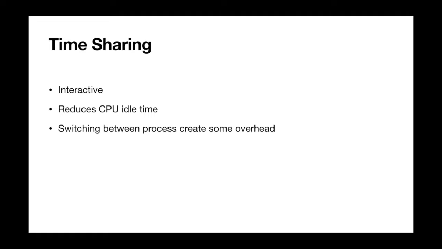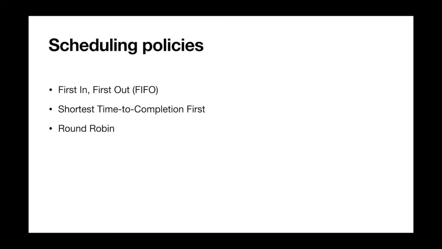However, this does not come without any cost. Switching between different processes may create an overhead and thus reduce CPU performance. Now we know that the operating system is constantly switching between processes, but how does the operating system decide which process to run? Here comes the main point we will talk about today, scheduling policies.